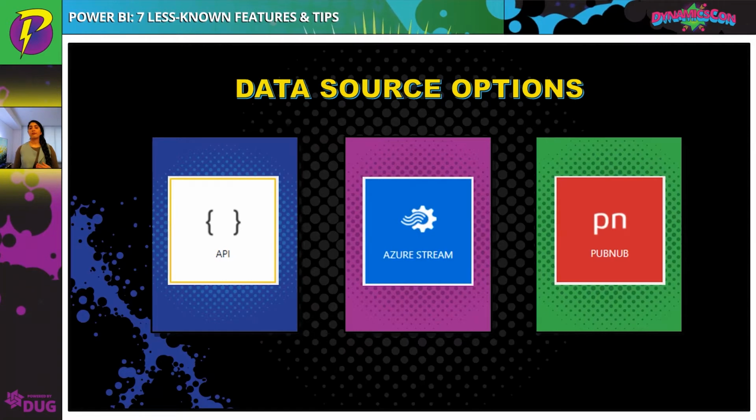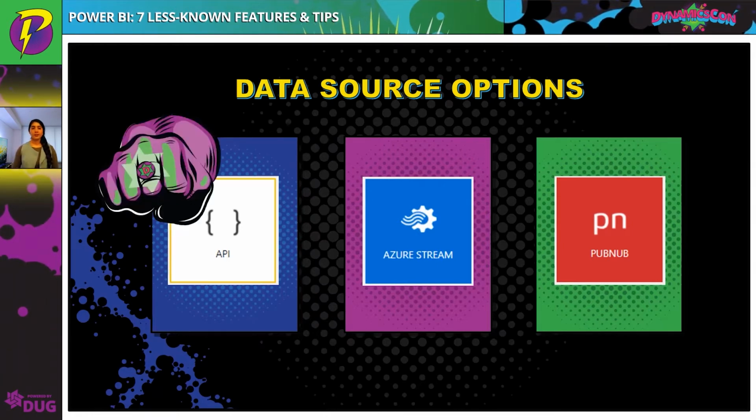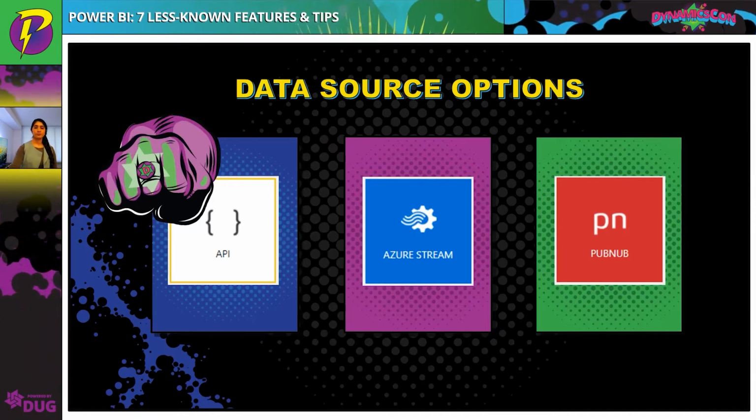This constant and rapid flow of information is being streamed. And the benefit here of PubNub and Azure Stream is that there's less latency between your visuals getting updated compared to the API option. But the example I'll take us through, and one that you'll be easily able to try out, is the API option.